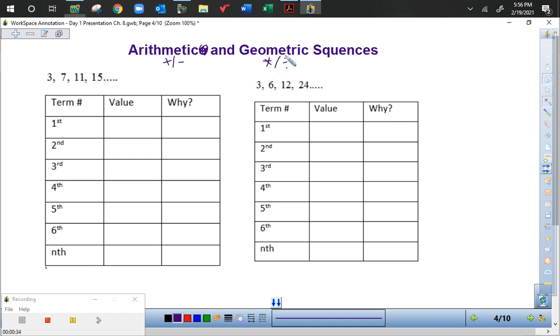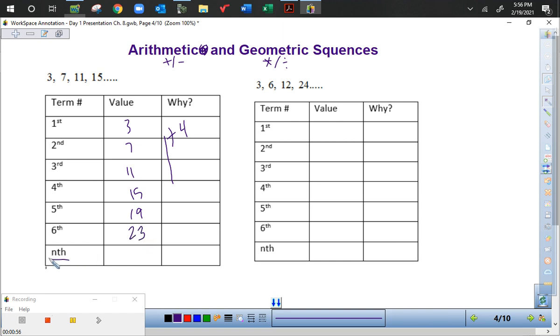And if we look at these two that we're working with, we've got 3, 7, 11, and 15. First term is 3, 7, 11, 15. Those are given. And then our pattern each time is adding 4, all the way down through here. So our next one would be 19, and then after that is 23.